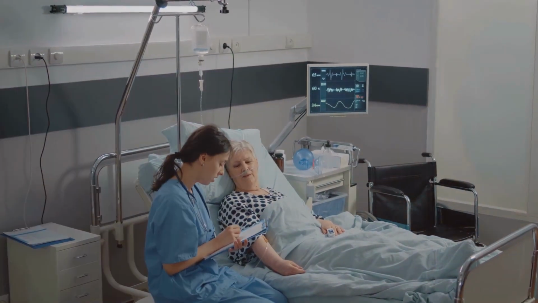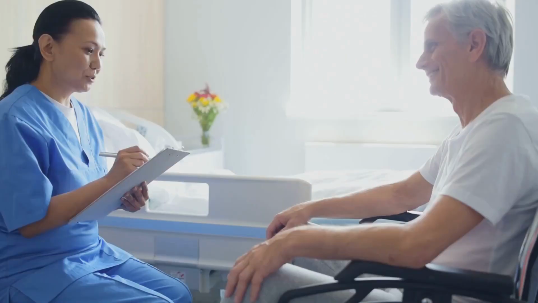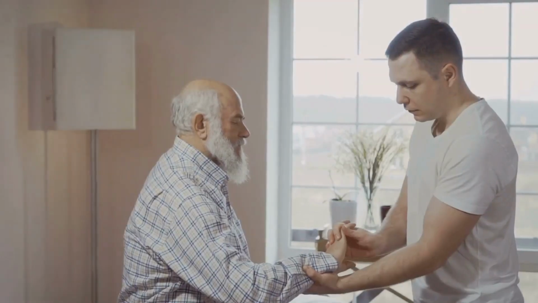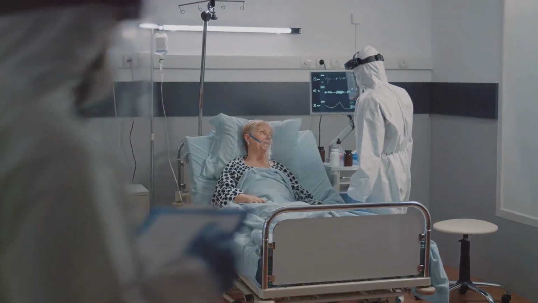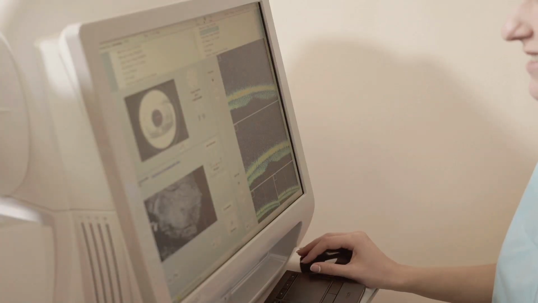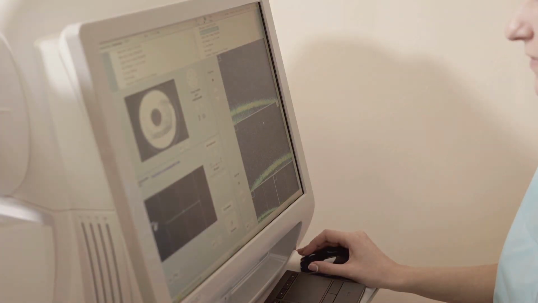Is the patient alert and oriented to person, place, and time? Do they respond to verbal commands? Do they only respond to pain? Or are they completely unresponsive? Next, check the patient's pupils. Are they equal in size? Do they constrict in response to light?